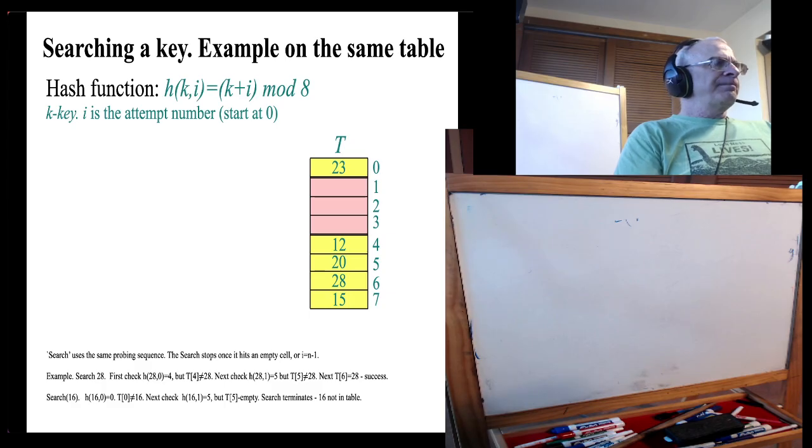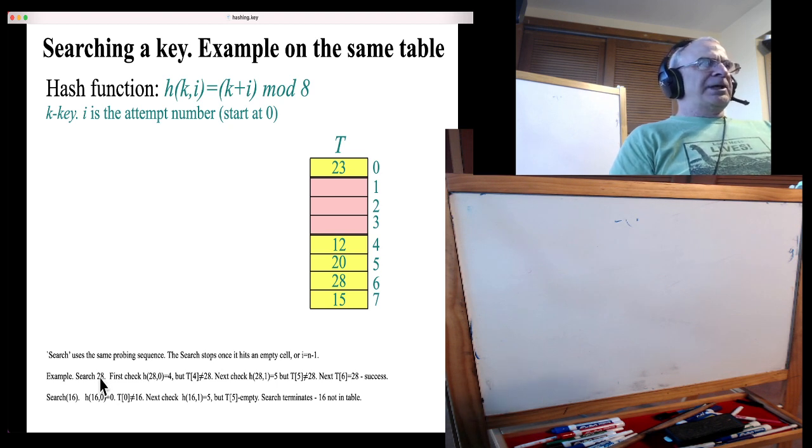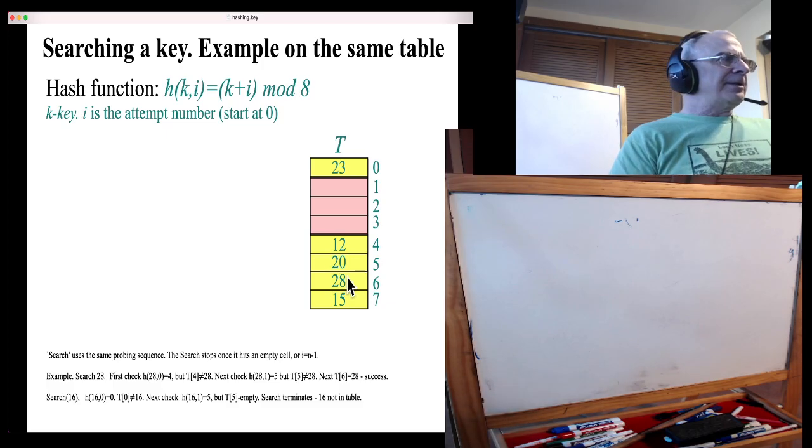Let's see how it works. I'm searching for 28. 28 modulo 8 is what? 4, right? 28 modulo 8 is 4. Who is living there? 12. It's not 28. Let's ask what would be the second place that I would put it, which is cell number 5, not 28. Hitting 28, voila, my search ended.